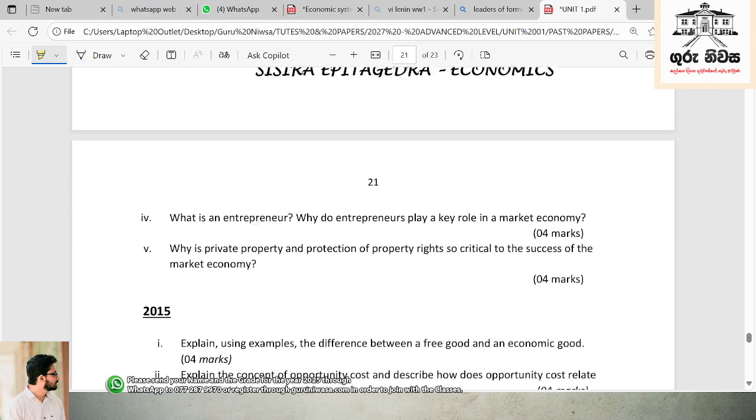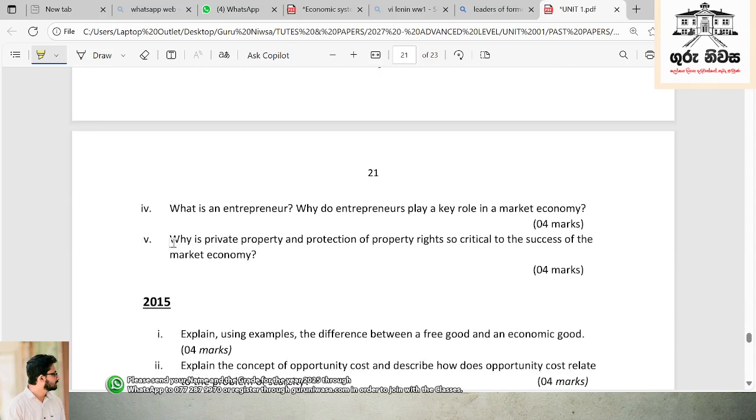Here there is an important question: why are private property and protection of property rights so critical to the success of a market economy? Last day I explained this point. If private property ownerships are not protected, if private property ownerships are not well established, the market economic system won't work.